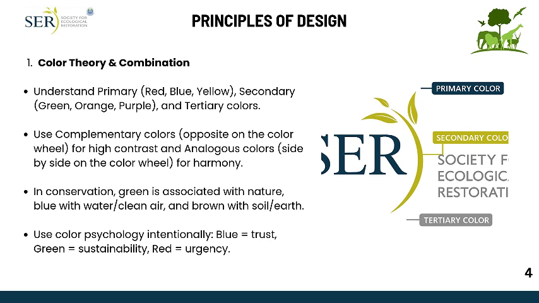In conservation, you also need to be able to identify certain colors for certain things. For example, when you want to depict nature, you use green. When you want to depict or talk about a water body, you use blue. Clean air, brown for soil and earth, everything, you have to use brown.